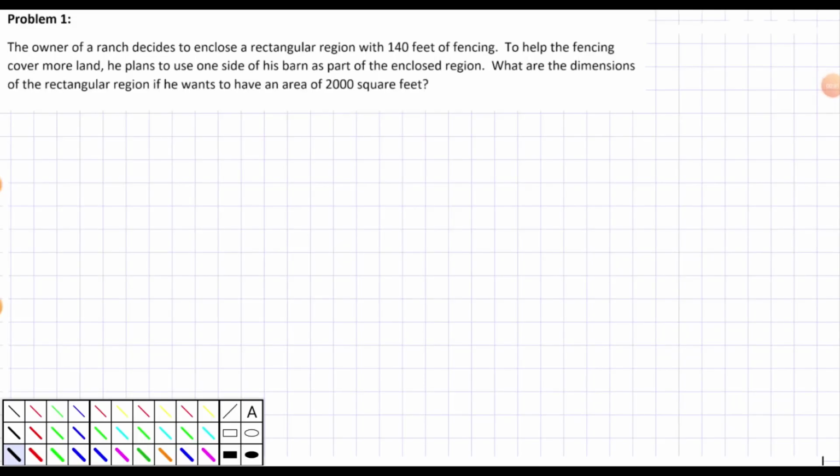To solve this problem, I'm going to do a 3 read on this one because again I have no picture and I only have just a word problem. So let's go ahead and read this thing out loud. The first read is just to see what the problem is talking about.